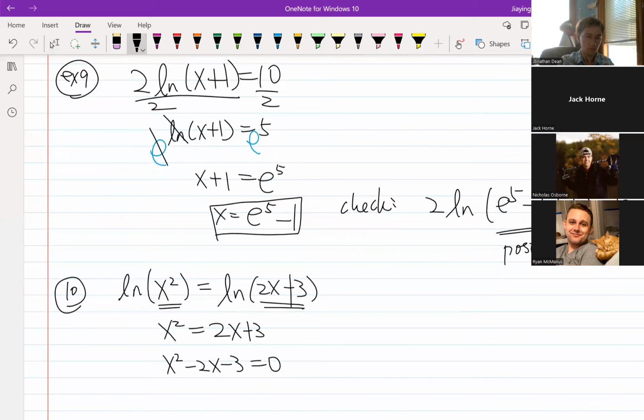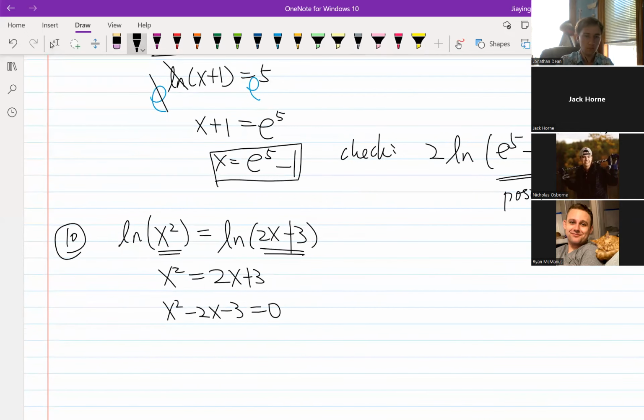Perhaps we want to use the quadratic formula or factoring. It looks like we might be able to factor here to save time. So that will be x, two numbers that multiply to give me -3 and when we add, we get -2. So we get x minus 3, x plus 1. Okay, good. And then what we have here is x equals 3, x equals -1. So we get two x values.